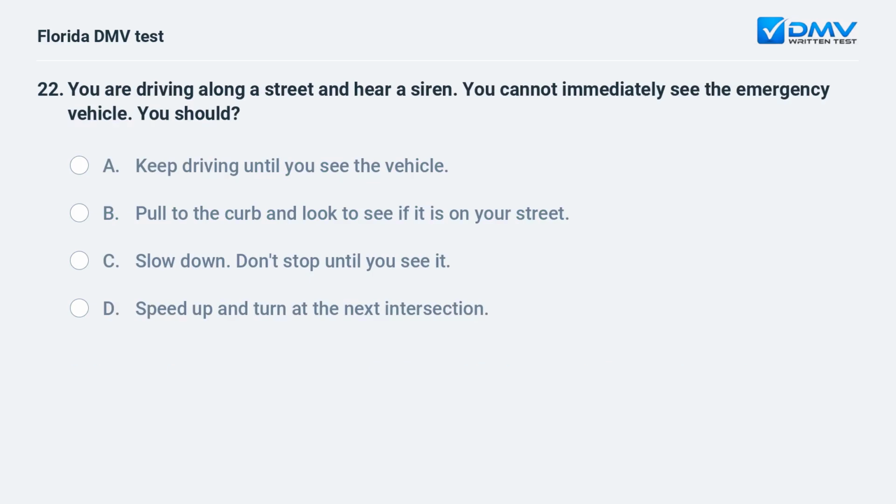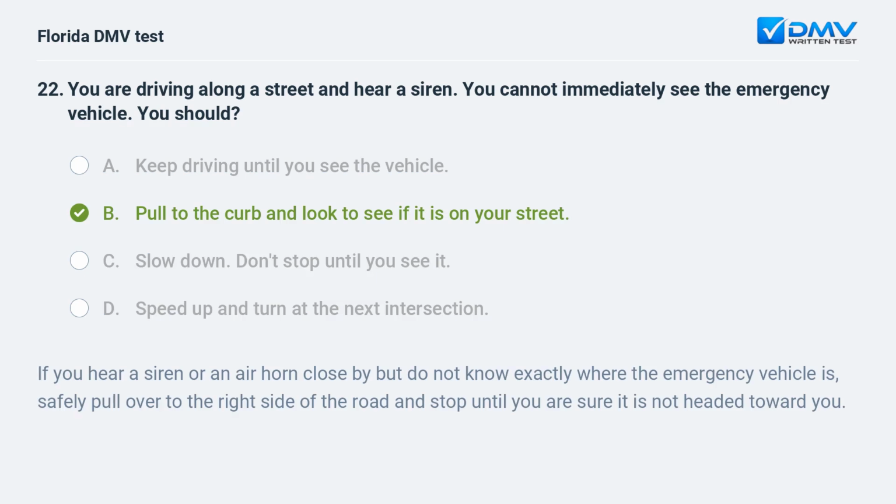You are driving along a street and hear a siren. You cannot immediately see the emergency vehicle. You should A. Keep driving until you see the vehicle. B. Pull to the curb and look to see if it is on your street. C. Slow down. Don't stop until you see it. D. Speed up and turn at the next intersection. B. Pull to the curb and look to see if it is on your street.